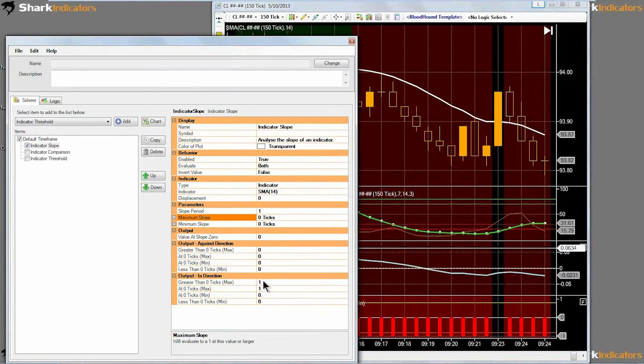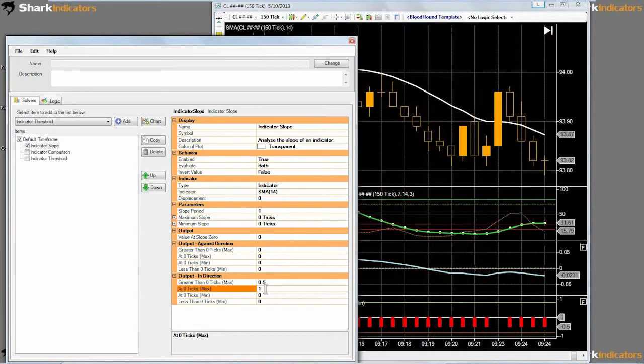If you remember from high school math, 1 represents 100%, and if you have 50% of something, you have half of something, so 0.5 represents 50%. So if I put in 0.5, that's basically saying that 50% of our criteria has been met. And our criteria is looking for a slope that's greater or less than 0 ticks, or flat.